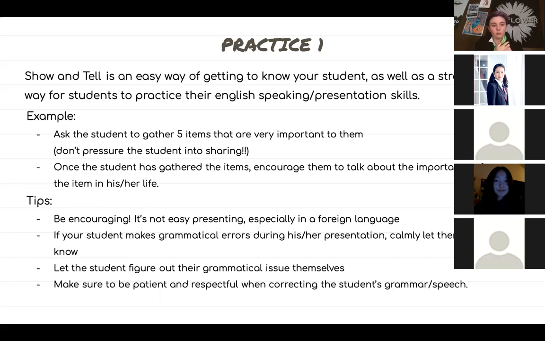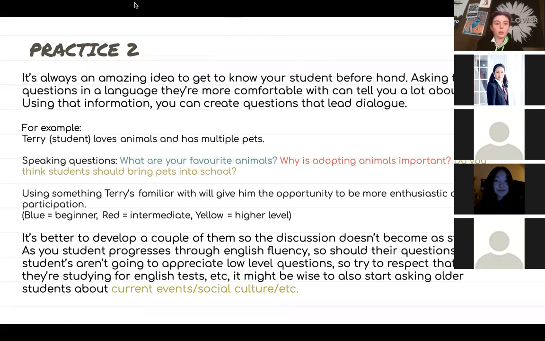Once the student has gathered the items, encourage them to talk about the importance of the items in his or her life. Some tips: be encouraging. It's not really easy presenting, especially in a foreign language. If your student makes grammatical errors during his or her presentation, calmly let them know, and then let the student figure out their grammatical issues themselves, and make sure to be patient and respectful when correcting the student's grammar and speech.